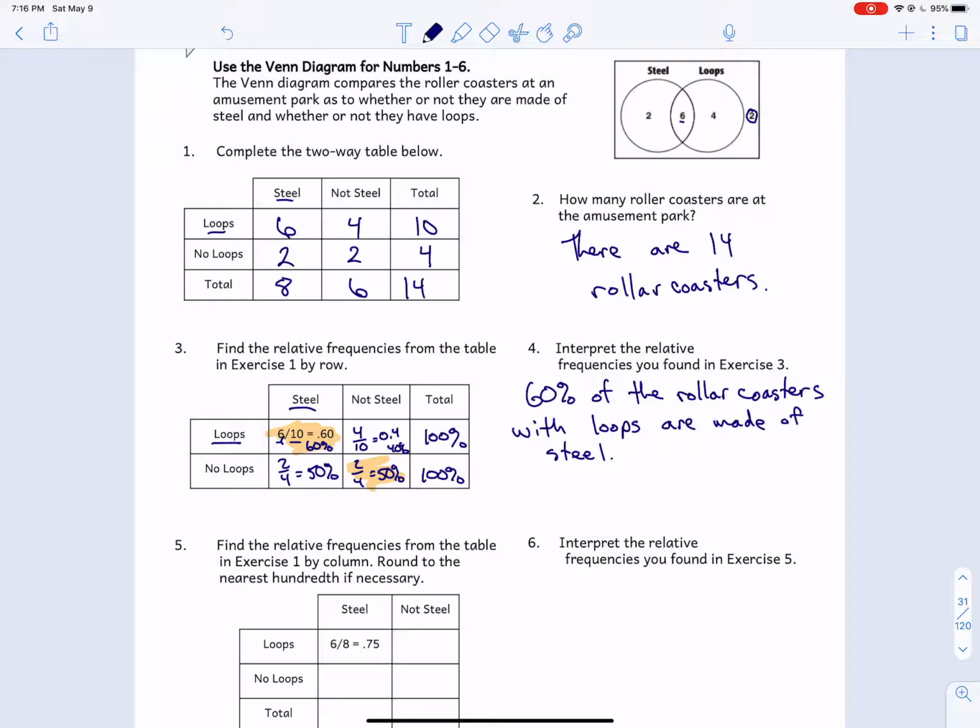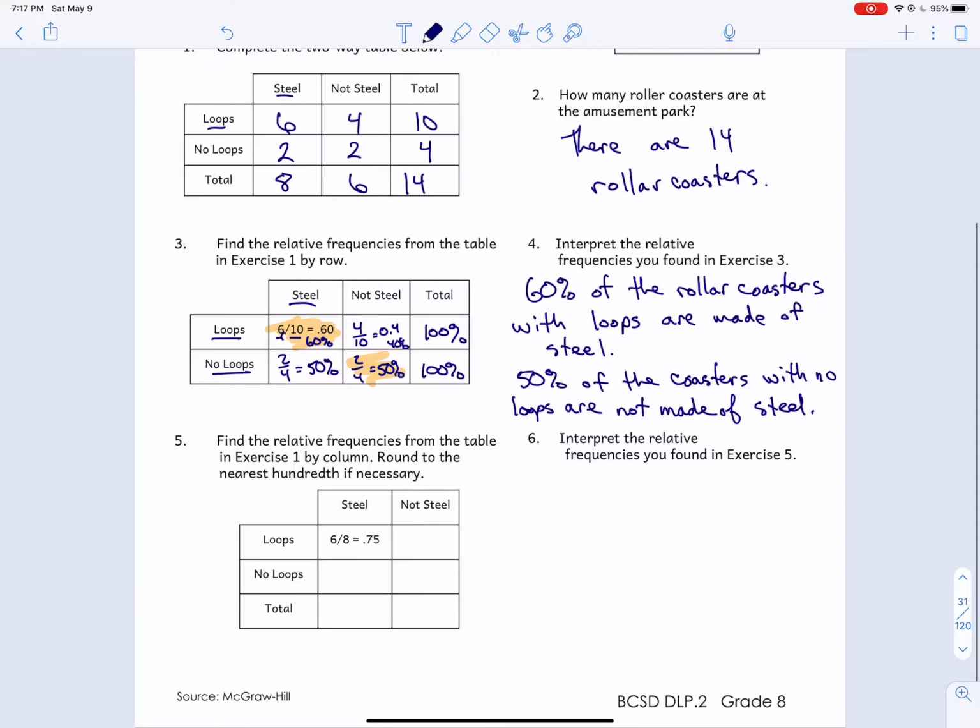All right, the next one, so we're going to use that box that we highlighted. So 50% of the coasters without loops, or with no loops, let's just use that, with no loops, are not made of steel. Okay, so the order of the words that we take from the column or row headings, the order is very important. That tells us if we're using row or column data.